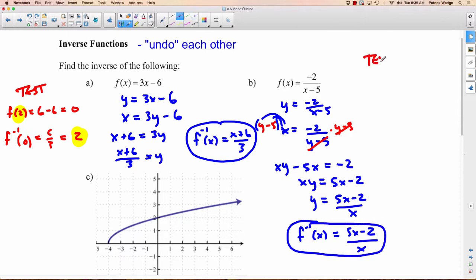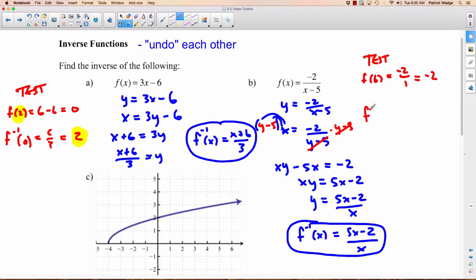Should we do it? Why not? Let's put something easy in here. What would be an easy one to put in here? How about 6? I think 6 is a good one, because if we put f of 6, you'd get negative 2 over 6 minus 5 is 1, so you just get negative 2. So what does that mean?